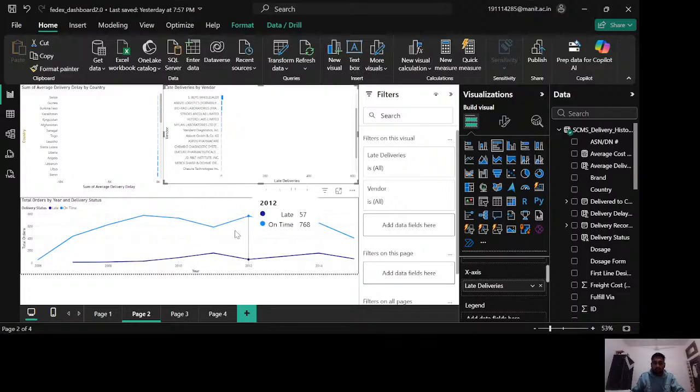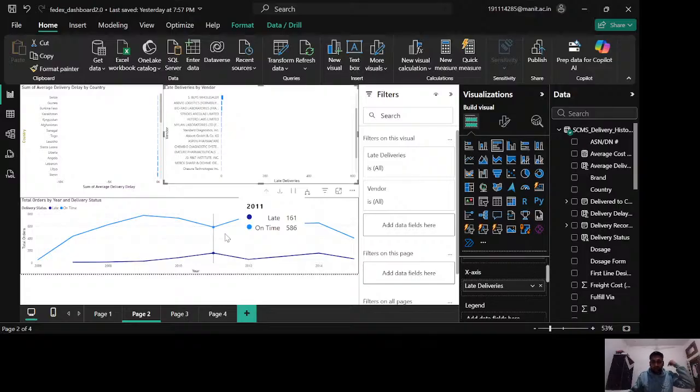And then moving on to our next year, in 2011, we have more late deliveries that reach a maximum of 161, and on-time deliveries decrease to 586. Now, this is one of the most crucial years in our supply chain, and it is one of the destructive years. And in this year, the on-time delivery percentage decreased.